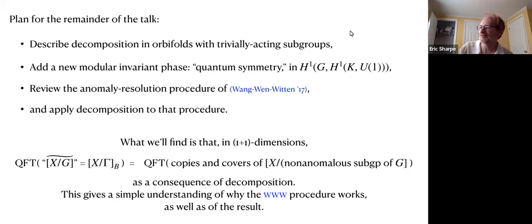And what we're going to find is the following. If we apply the Wang-Wen-Witten procedure, we replace some anomalous G orbifold with a non-anomalous gamma orbifold with a quantum symmetry turned on, and that's going to be equivalent to copies and covers of orbifolds by non-anomalous subgroups of G, which is going to give a very simple understanding of why Wang-Wen-Witten works. All right.